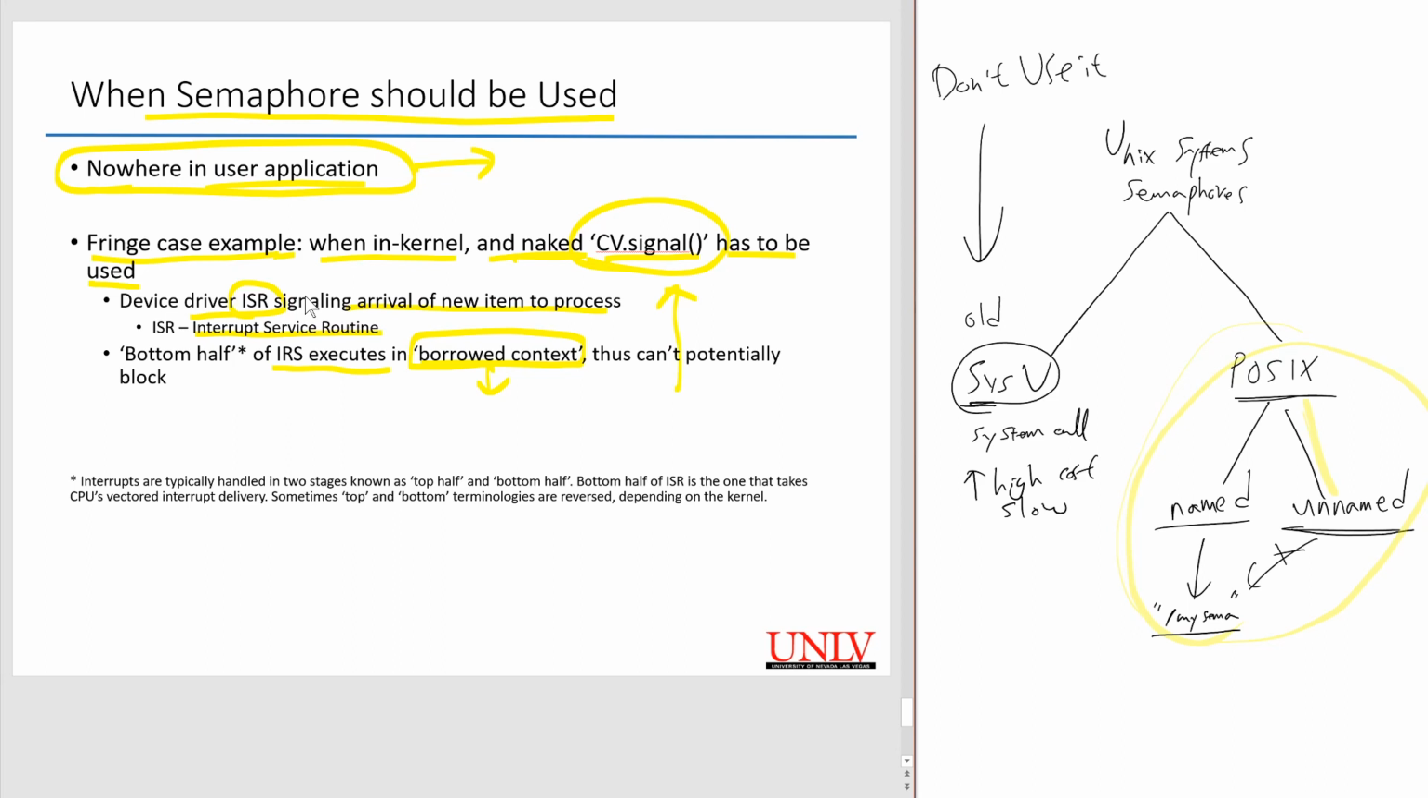But the thing is, let's say there's a network packet arrived, and you have to unblock program that's waiting on that packet. Then you have to signal that process or thread. And the thing is, you cannot create this blocking critical section. So that's why you have to do some kind of naked signaling.